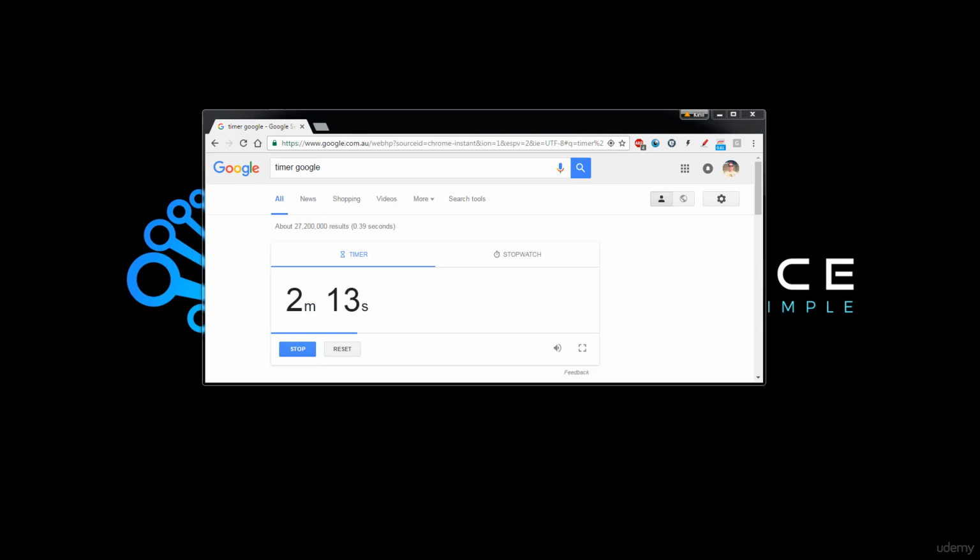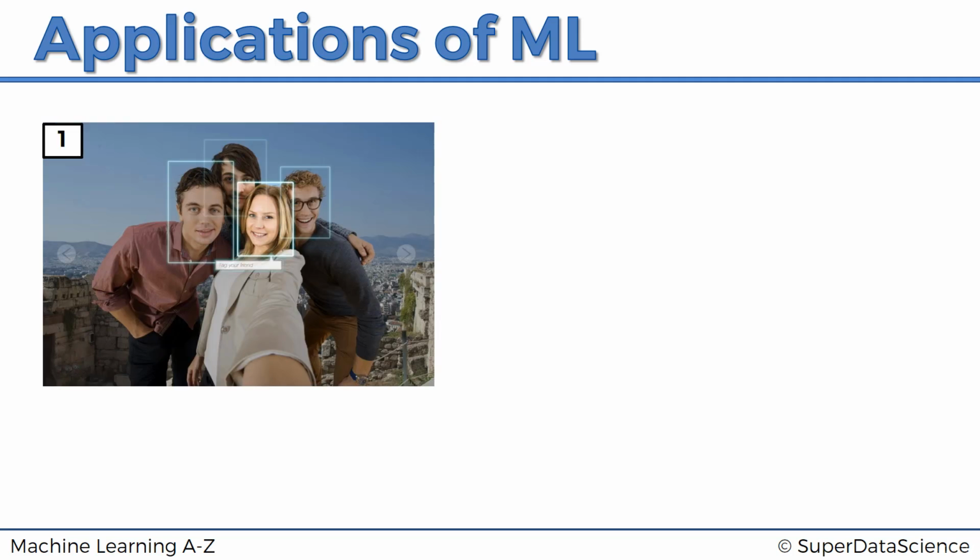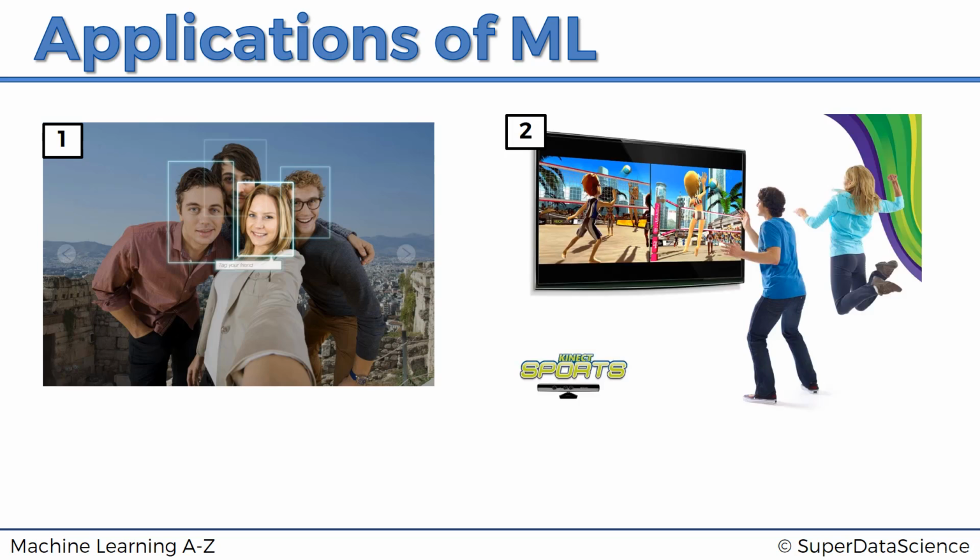All right. Machine learning applications. Number one, Facebook facial recognition. Everybody knows this. When you upload a photo, Facebook somehow knows already who your friends are and tags them automatically. Well, that's a machine learning algorithm in action.